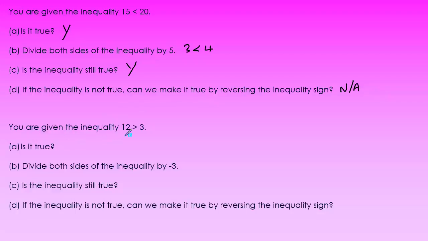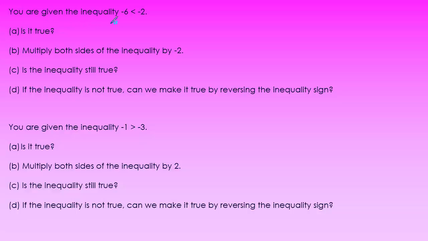We're given the inequality 12 is greater than 3. Is it true? Yes. Divide both sides of the inequality by negative 3. So 12 divided by negative 3 would be negative 4. 3 divided by negative 3 would be negative 1, giving us negative 4 is greater than negative 1. Is that true? No, it's not. If the inequality is not true, can we make it true by reversing the inequality sign? So that would mean negative 4 is less than negative 1, and that's true.